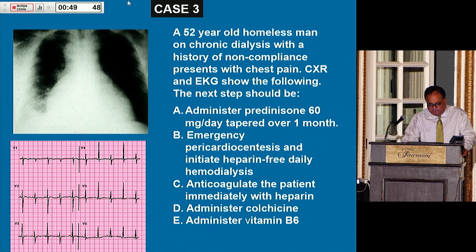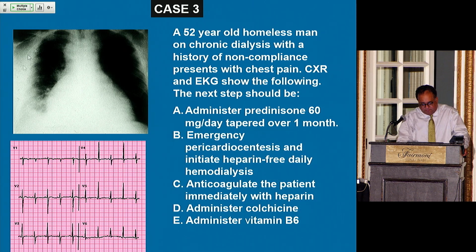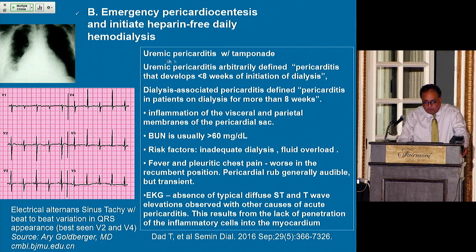And in fact, this patient had a pericardial effusion. You can see the sort of typical appearance. Didn't have tamponade, and the electrocardiogram shows alternans, electrical alternans with the QRS complexes. You see a different height here, and that's typical of somebody with pericarditis. In fact, you don't see the concave upwards ST segment. That is not seen in patients with uremic pericarditis. So the correct answer is B, uremic pericarditis with or without tamponade.